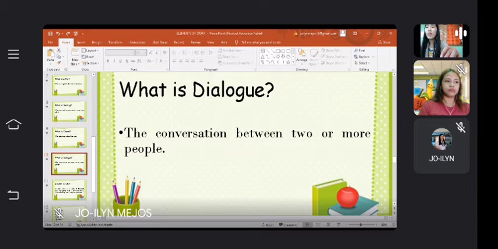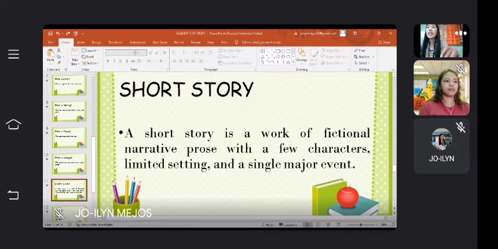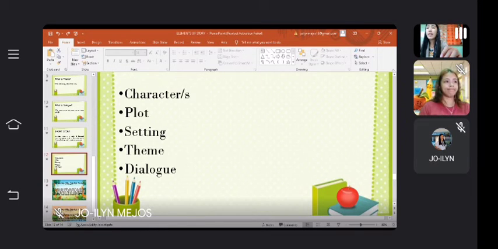So again, what is a short story? A short story is a work of fictional narrative prose with a few characters, limited setting, and a single major event. And the elements are characters, plot, setting, theme, and dialogue.